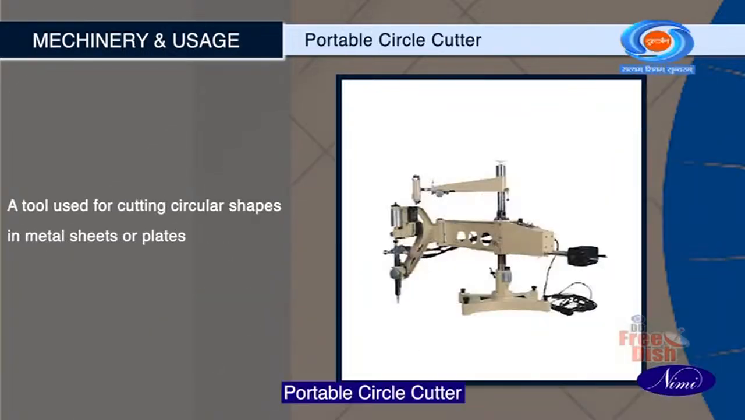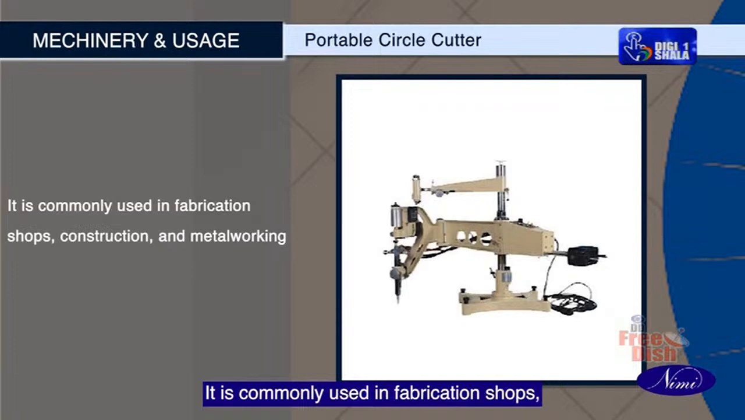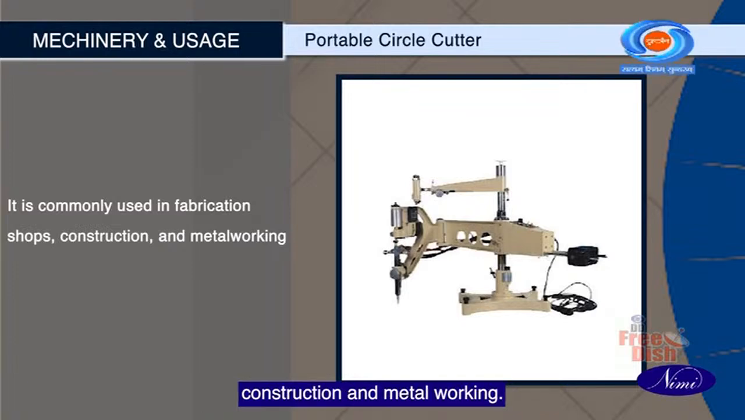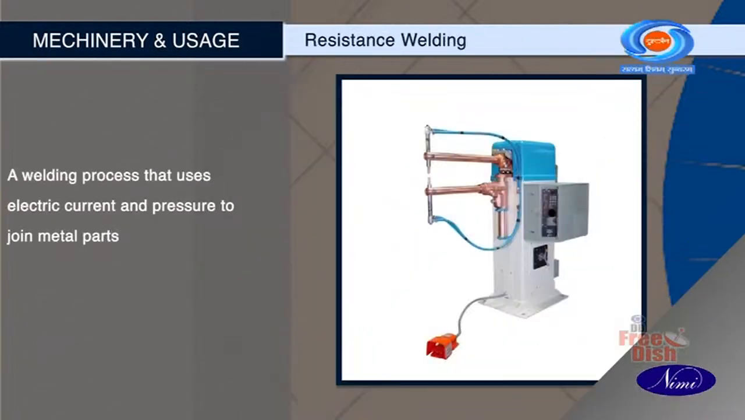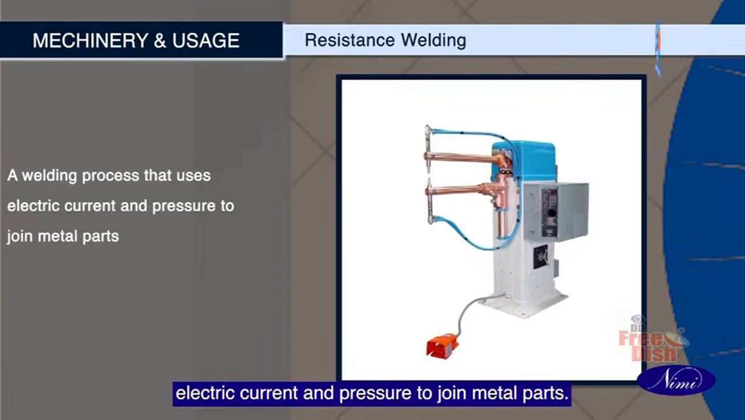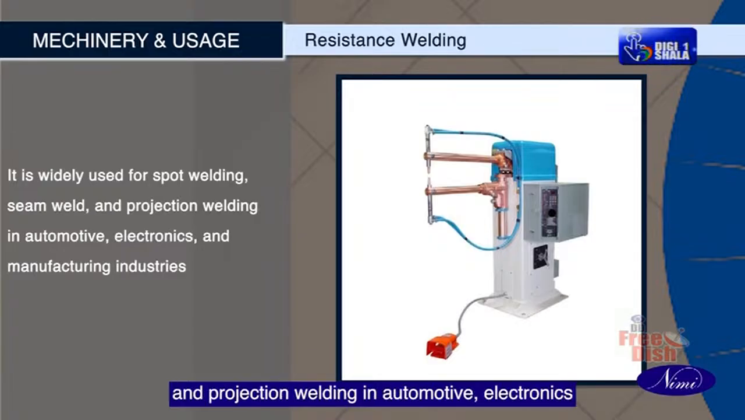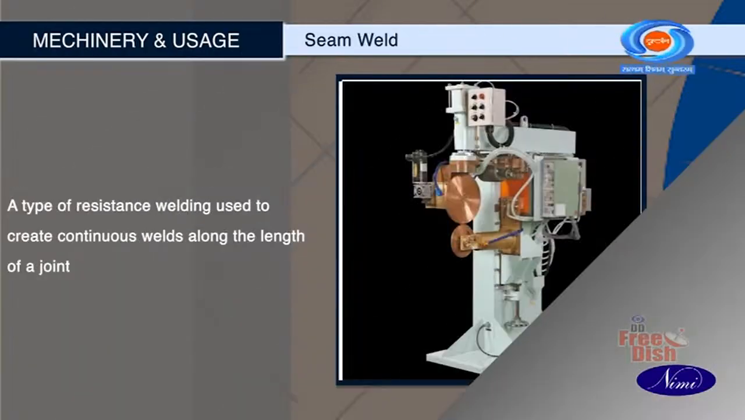Portable circle cutter, a tool used for cutting circular shapes in metal sheets or plates. It is commonly used in fabrication shops, construction, and metalworking. Resistance welding, a welding process that uses electric current and pressure to join metal parts. It is widely used for spot welding, seam welding, and projection welding in automotive, electronics, and manufacturing industries.